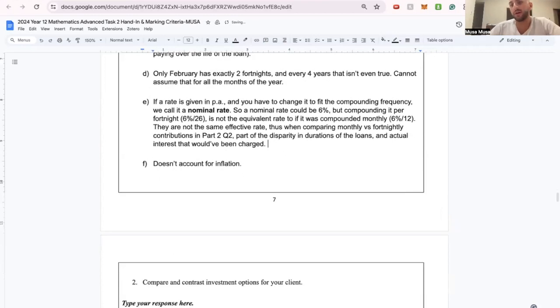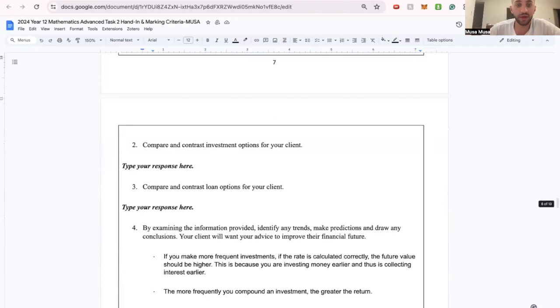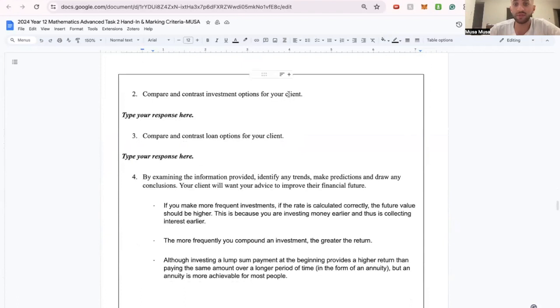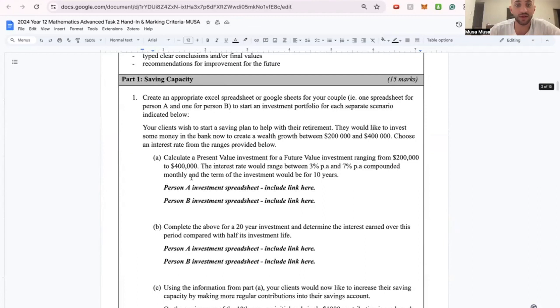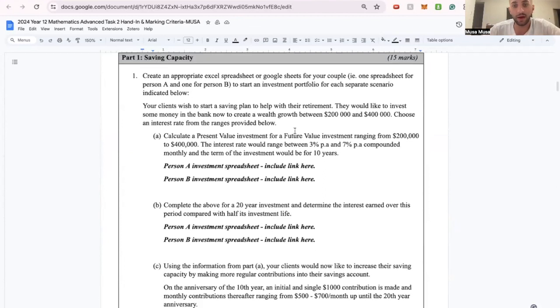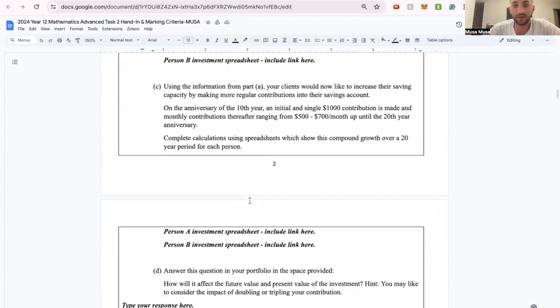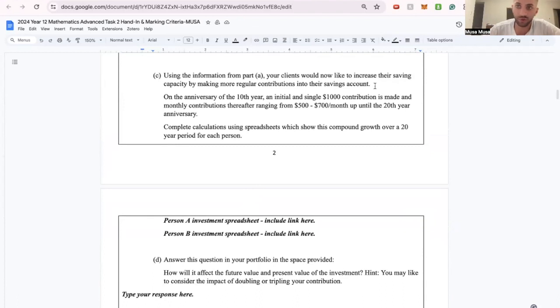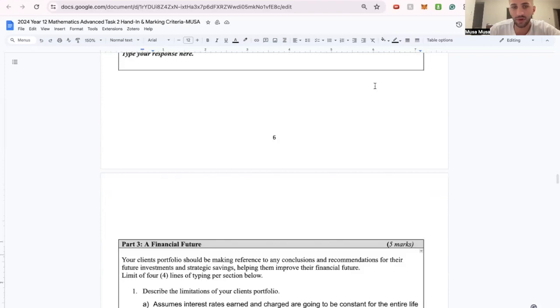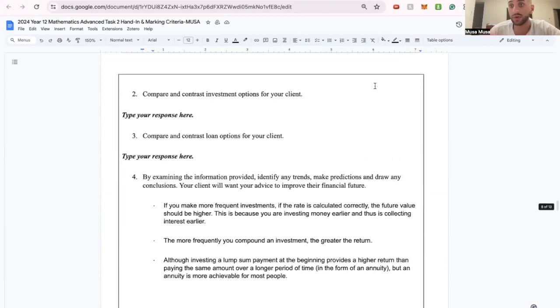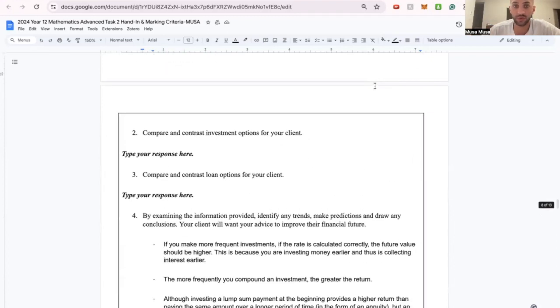Also, none of the models account for inflation, and inflation means that even though we're investing, we're not making as much money as we think we are. This is compare and contrast investment options for your client. So all you've got to do is go back to the investment cases. Talk about A and B, what happens when you have an increased contribution or a reduced contribution, and all of this. Tell me which one gave you the highest return, and use your interest as a good measure for which one is better or worse.